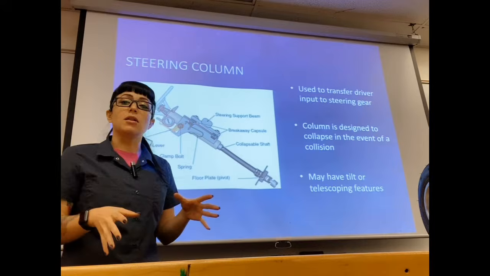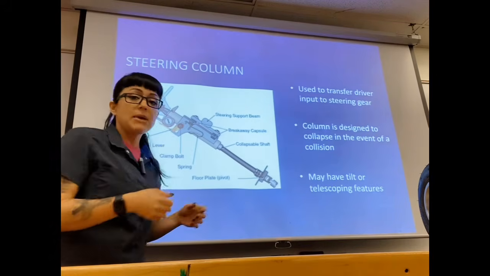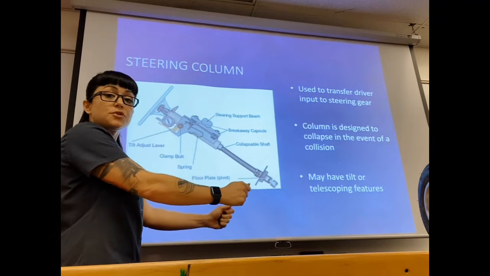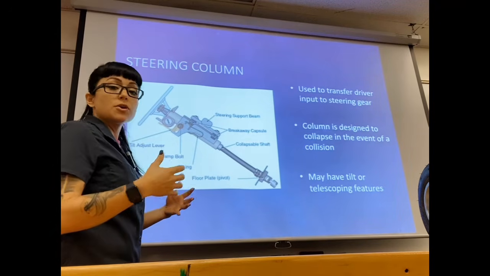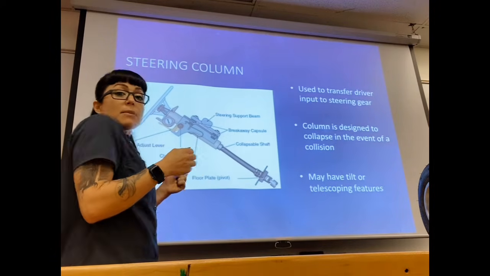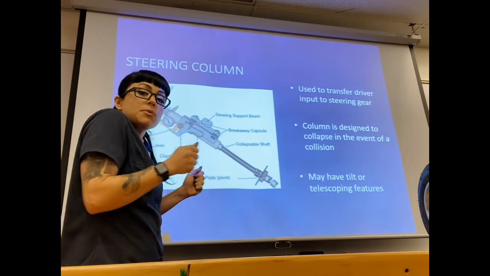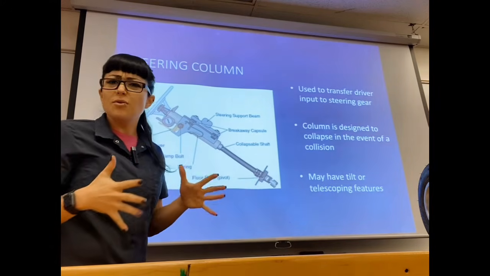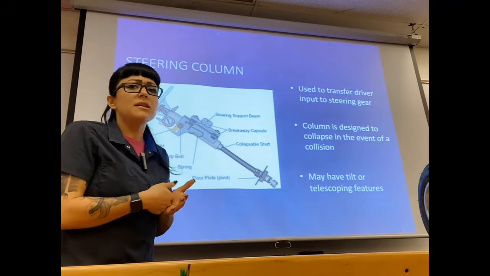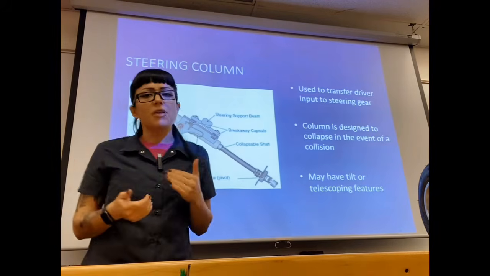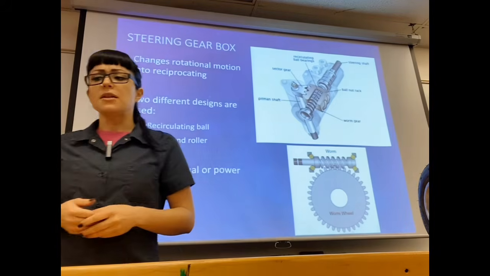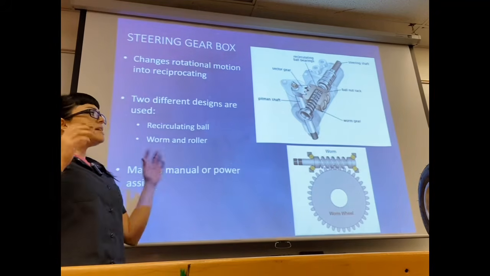But really fancy columns may have a telescoping feature, meaning you can actually change the steering wheel depth to get it closer to you or further away. So if you're a really large or taller person versus a really short person, you need to get closer to the pedals. Maybe you don't want to be right up on the steering wheel, so you might be able to telescope it so it's further away. Just so you know, it's really not safe to be driving all up on the steering wheel. If you get into an accident, there's a pretty nice airbag that's going to come at you, and if you're that close to it, it's not going to feel good. So you may have tilt or telescoping features. Now to the steering gear box.